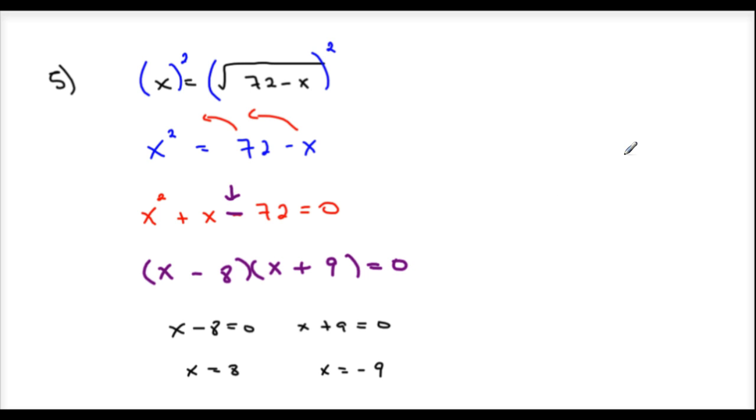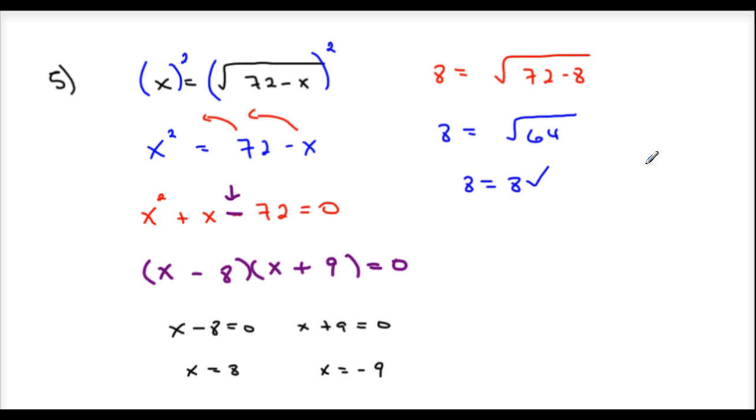One more thing we have to do is we're going to go back and plug in. So we're going to say 8 equals the square root of 72 minus 8. 8 equals the square root of 64. 8 equals 8. So we can see that this works. We want to check the next one.